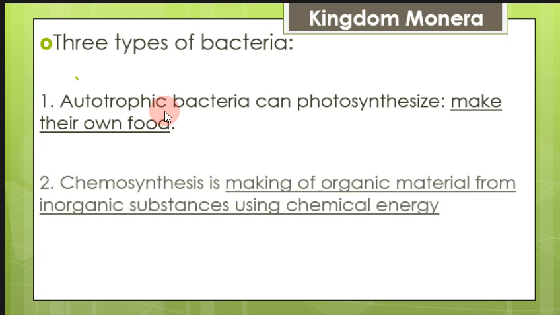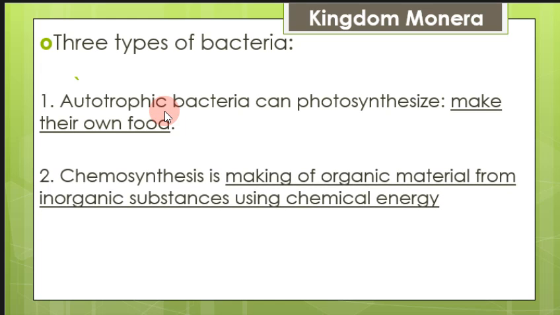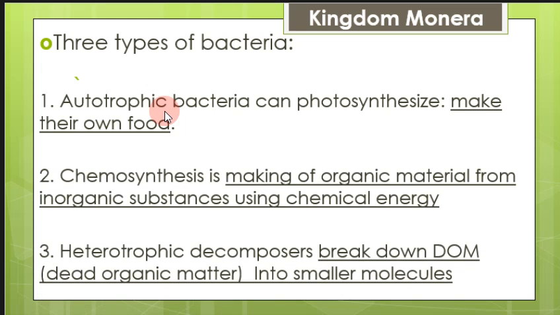The second group are the chemosynthetic bacteria. Now, chemosynthesis is similar to photosynthesis, except it's not using the sun for its energy, it's using chemicals. And those chemicals are coming from cracks in the ocean floor. These are the deep ocean vents, we call them. And those chemicals are rising up through there, and bacteria are able to use those chemicals to make their own food.